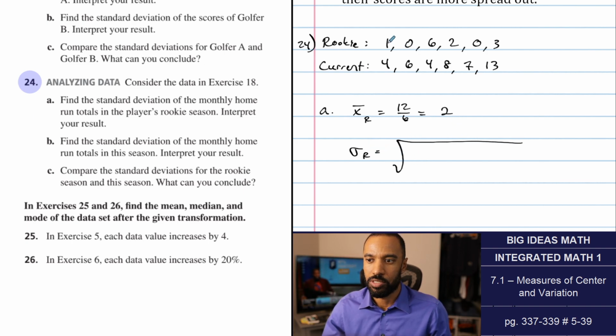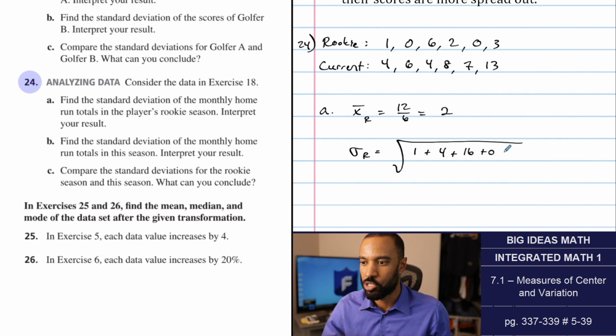Standard deviation in his rookie season. We're going to take the difference between these and the mean and square them. 1 minus 2 is negative 1 squared is 1. 0 minus 2 is negative 2 squared is 4. 6 minus 2 is 4 squared is 16. 2 minus 2, 0 squared is 0. 0 minus 2 squared, 4. And then 3 minus 2 is 1 squared is 1. Divided by 6.